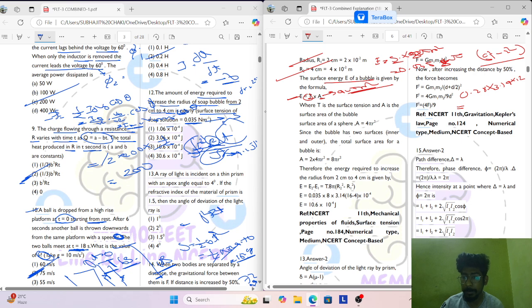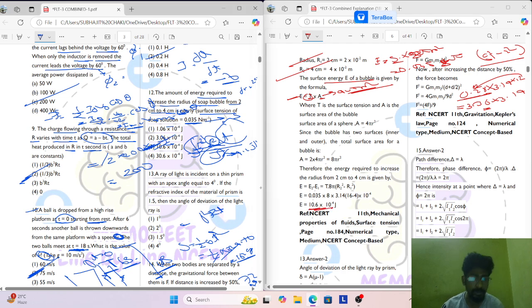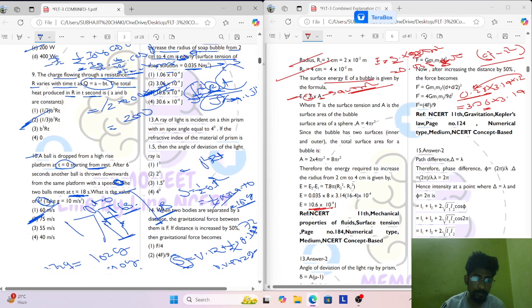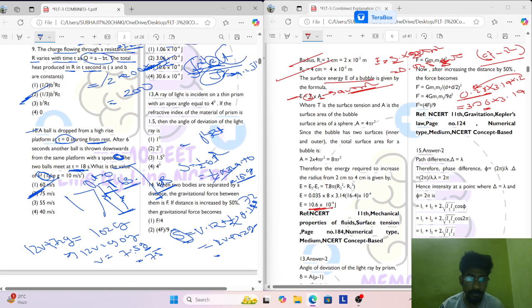It will become 0.28 times 12. This is equal to what? 4 28s are 112, 336. That means 3.36 into 3.14, which is equal to near about 10. This is equal to 10.6 into 10 to the power minus 4. Therefore, the answer will be this only, 10. Apply approximation, you will get it.